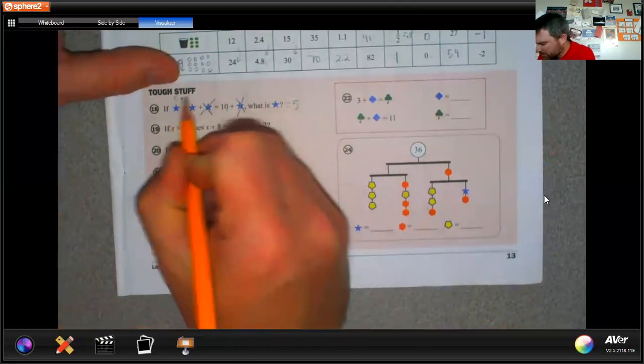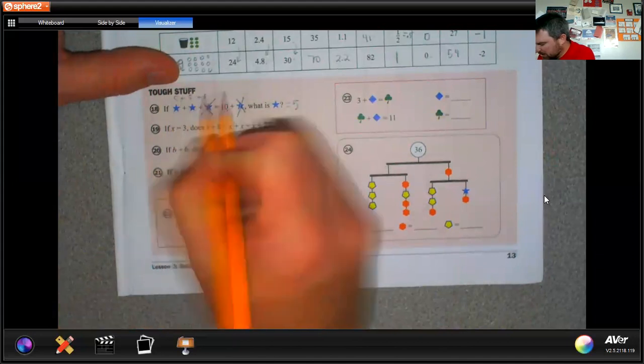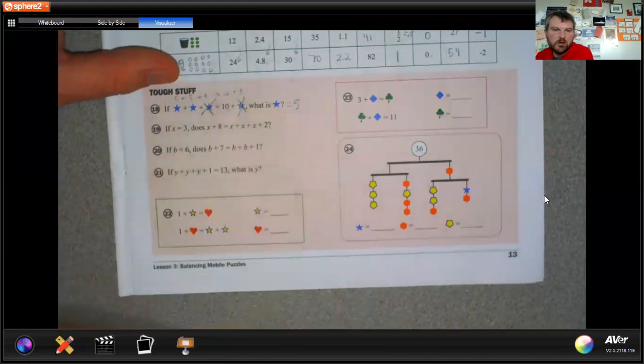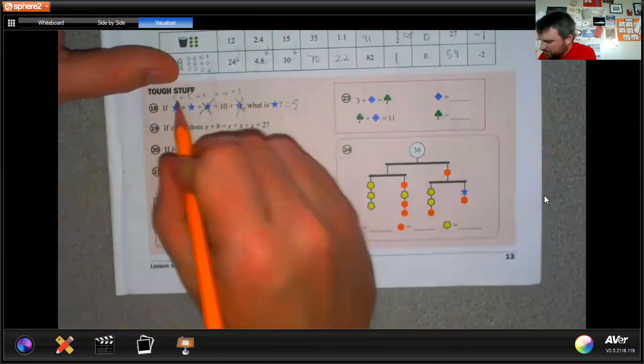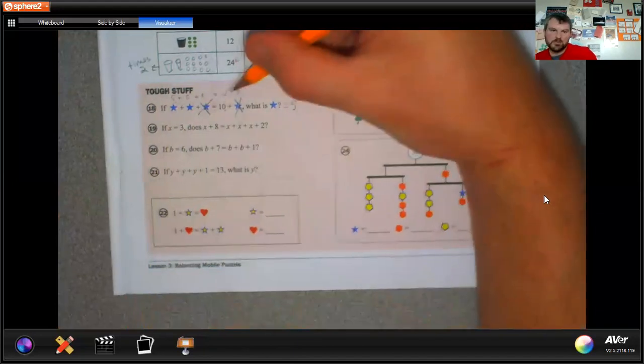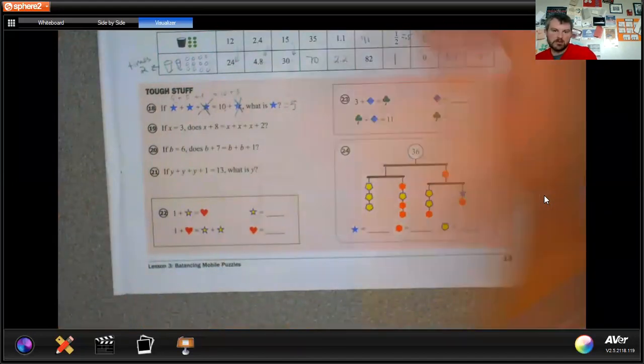Now we can double check this. 5 plus 5 plus 5 equals 10 plus 5. I just plugged the 5 in every time I saw a star. So 5 plus 5 plus 5 gave you 15, and 10 plus 5 is also 15, so it balances out.